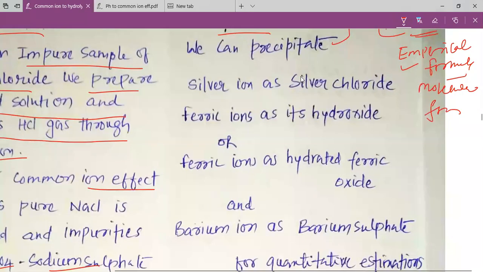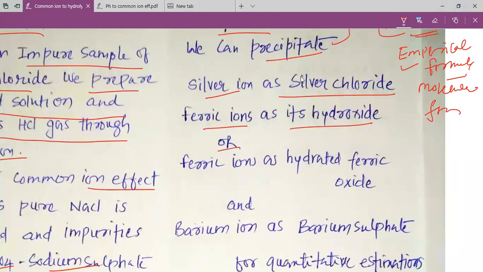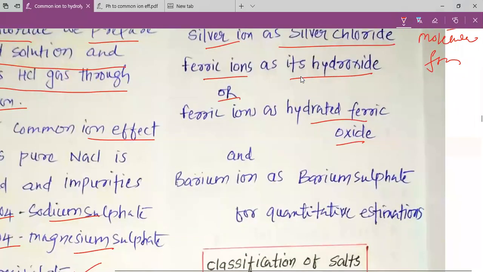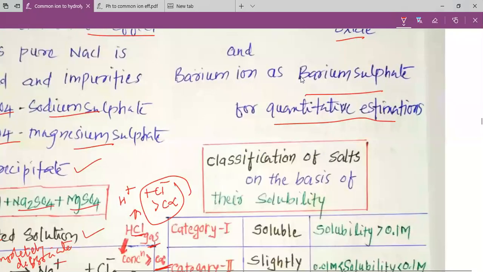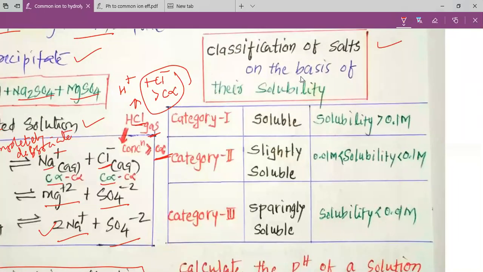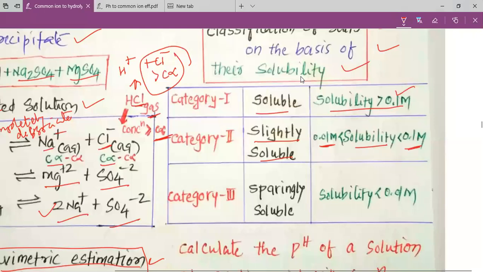So in the quantitative estimation, when we are trying to find out the percentage of a compound, we can precipitate silver as silver chloride, ferric ions as hydrated ferric oxides or hydroxide, and barium ion as barium sulfate for quantitative estimation. Now, to understand this point, my dear students, first we need to understand the classification of salts on the basis of their solubility. We can have three categories of salts. One salt is soluble, which has solubility more than 0.1 mole per liter. Some salts have solubility between 0.01 mole per liter to 0.1 mole per liter. They are known as slightly soluble salts. But sometimes we get sparingly soluble salts.